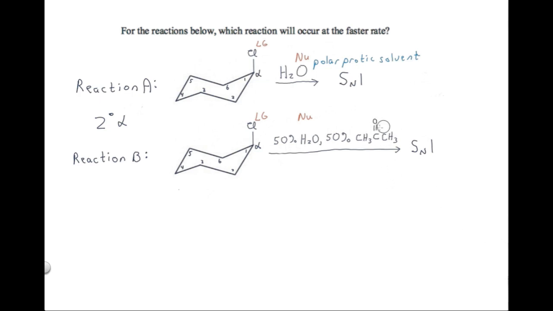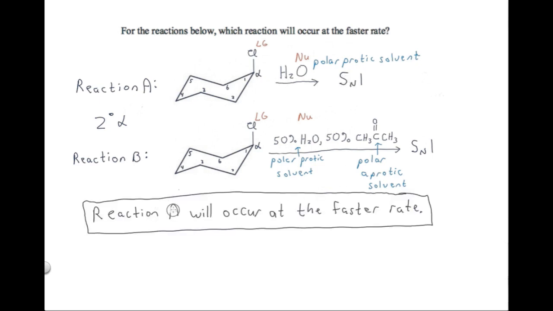This molecule is acetone. Well, we know that the water is a polar protic solvent. But we know that the acetone is a polar aprotic solvent because the acetone has no OH or NH bonds, so it's an aprotic solvent. Well, we know that polar protic solvents are better for SN1. Therefore, reaction A will be faster, because reaction A uses a 100% polar protic solvent, which is best for SN1.